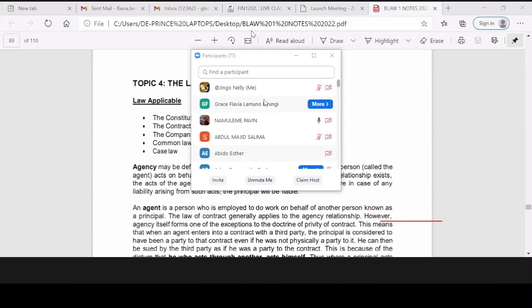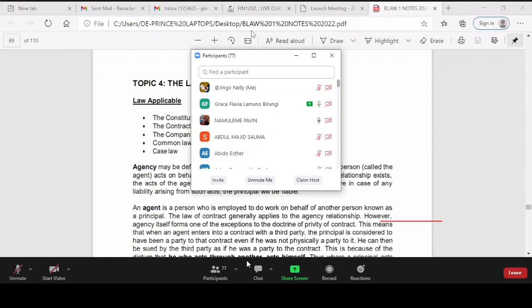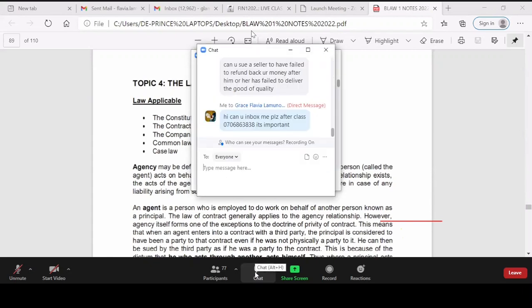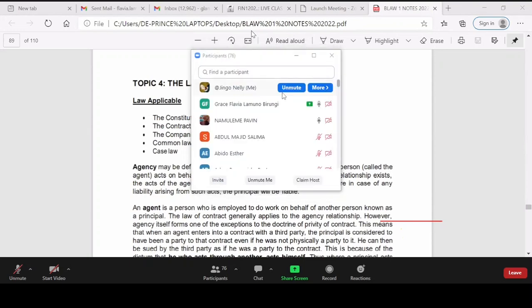Madam, there is also another question. She's asking, can you sue a seller who has failed to refund your money after he or she has failed to deliver the goods of quality? What do we think?